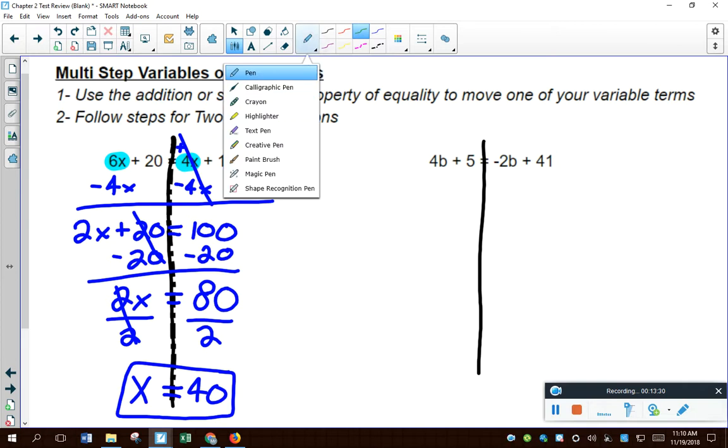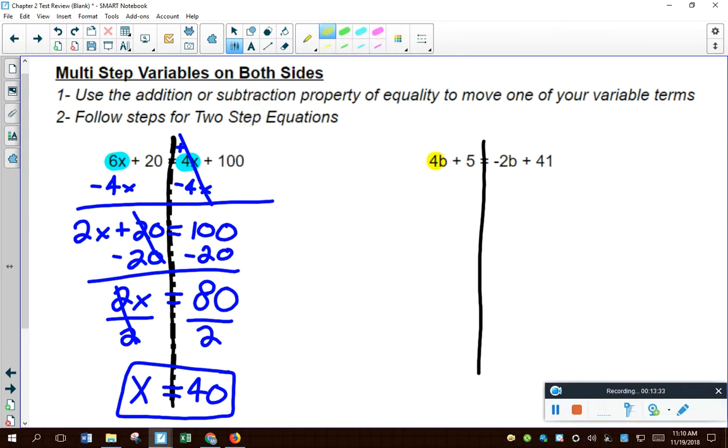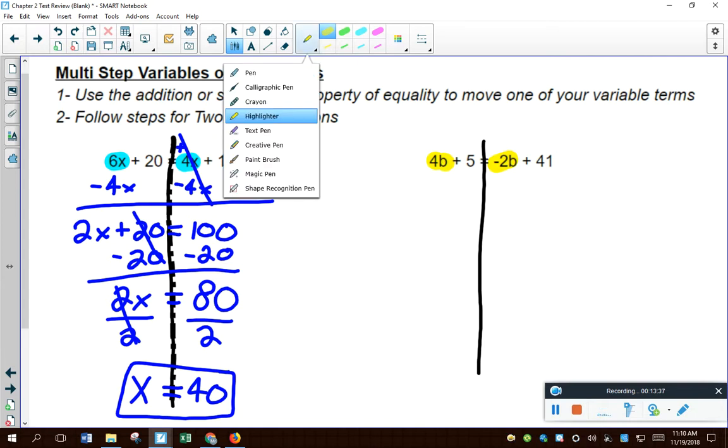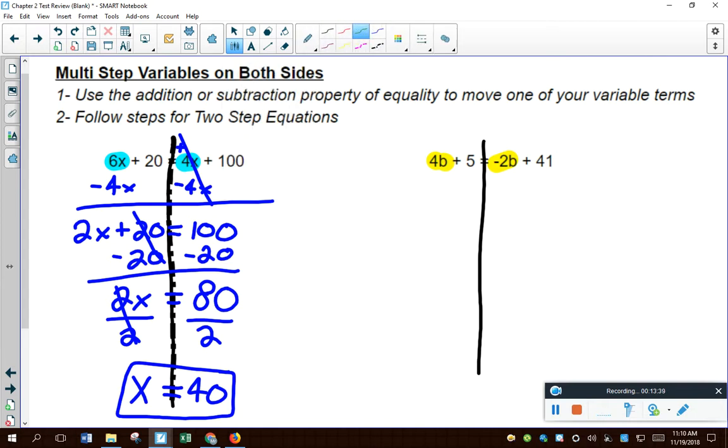On the right, again, we have 4b and a negative 2b, but they're on different sides of my equal sign, so I need to move one over. This is a minus 2b, so I'm going to add it to both sides. And the 2b's will cancel. 4b plus 2b makes 6b plus 5. That's going to equal 41.